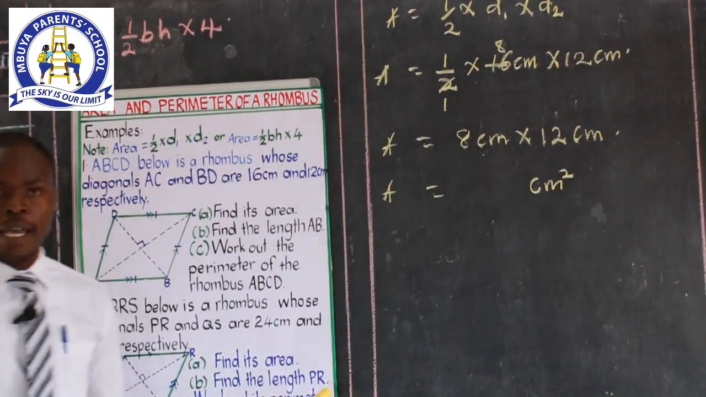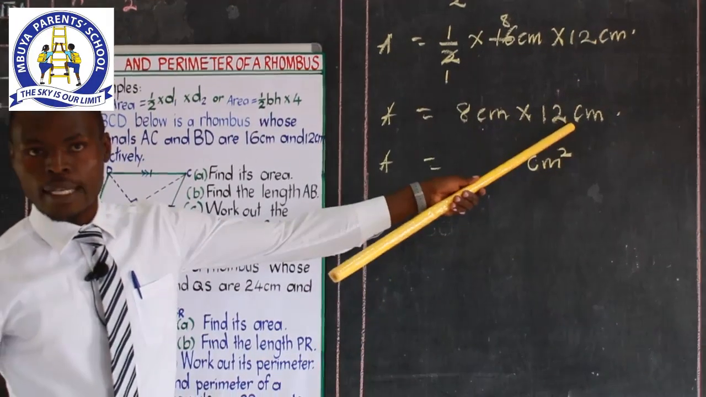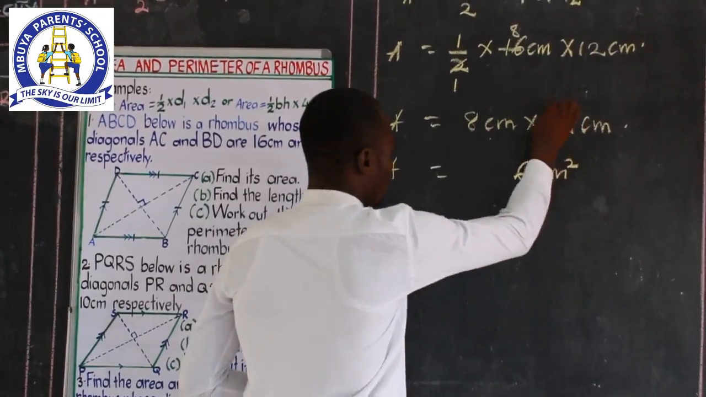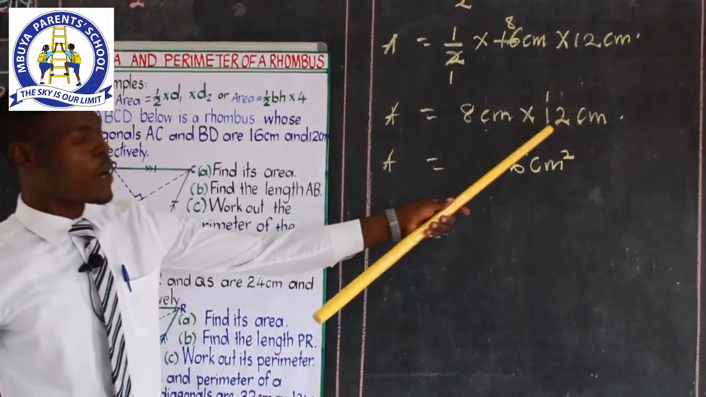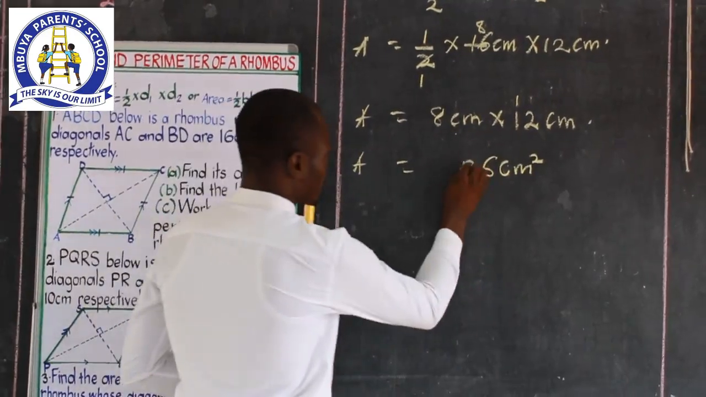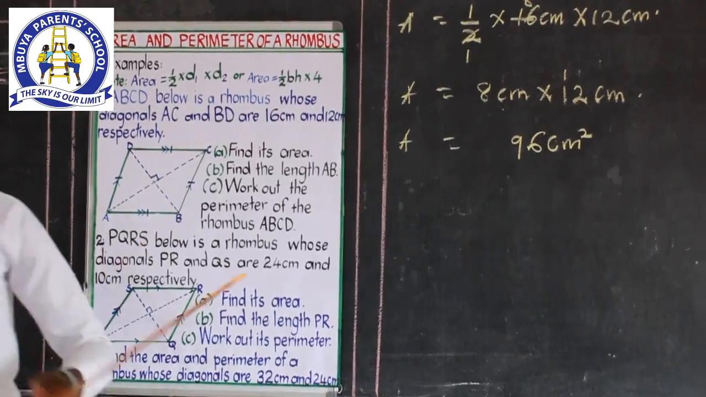Then we can multiply, as I said, horizontally. We have 8 times 2. Class, 8 times 2 gives us 16. We shall write a 6 and regroup a 1. So we have 8 times 1. 8 times 1 gives us 8, plus 1 gives us 9. So the area of this figure shall actually be 96 square centimeters.